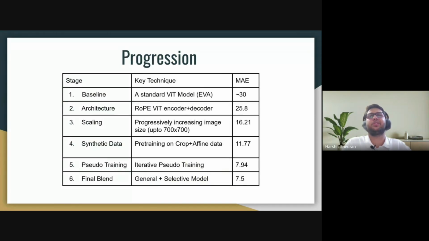And the progression is like this: our baseline is a standard ViT model. A better architecture gets the score down to 25.8. Just scaling that architecture gets to 16.21. Adding the synthetic data gives 11.77. Pseudo training is 7.94, and the final blend is 7.5.